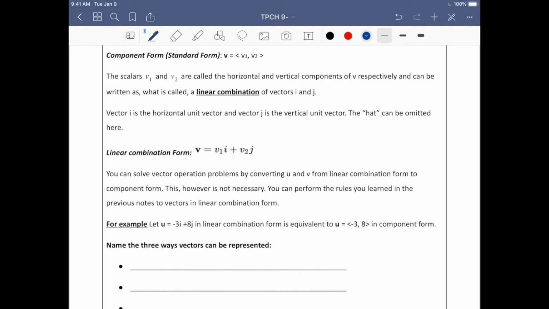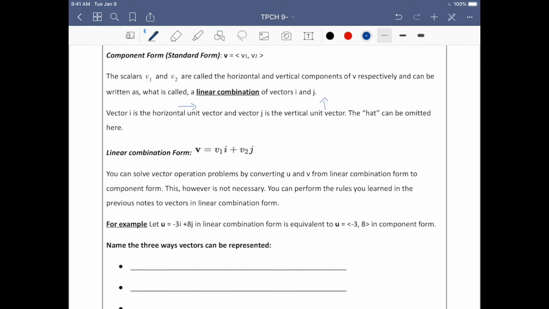So recall that the component form or standard form of a vector is as follows. The scalars v1 and v2 are called the horizontal and vertical components of v respectively and can be written as what is called a linear combination of vectors i and j. Vector i is the horizontal unit vector, so it looks like this. Remember, a unit vector has a magnitude of 1. And vector j is the vertical unit vector, so it looks like this, with a magnitude of 1.